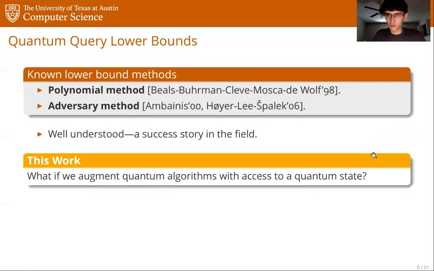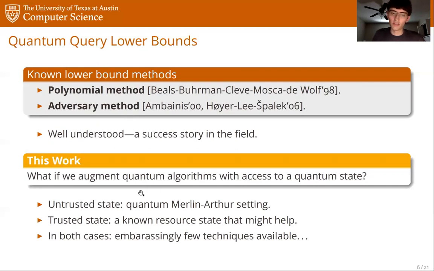On the other hand, in this work, we ask what happens if you augment these query algorithms with access to a quantum state. We're thinking of quantum states as an additional resource that maybe makes problems easier. There are two natural models to consider in this case. One is the untrusted setting. This is the quantum Merlin-Arthur setting, the quantum analog of NP, where you have some short proof, but maybe an untrusted proof of the thing you're trying to compute.